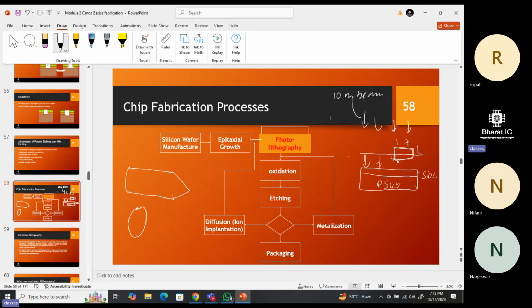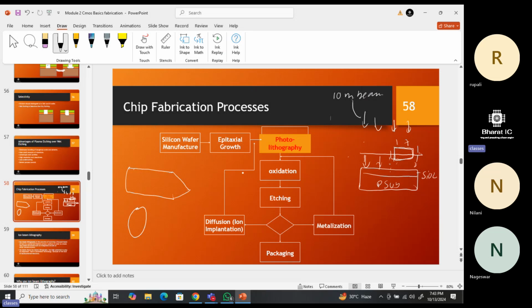The light will not fall on the blocked area, only on this area, and it will get soft. Then the etching process will take care of removing all the part where the light has fallen. It has become softened. Where the light didn't fall, the mask area, it didn't get soft. It is hard now. So the soft material gets washed out with the etching process. We will be studying this light thing. This is the ion beam.